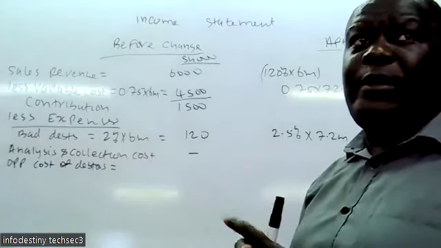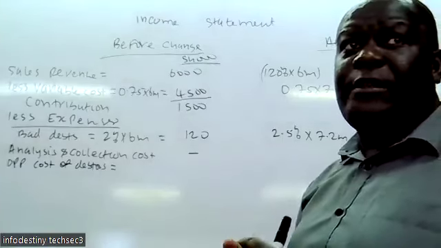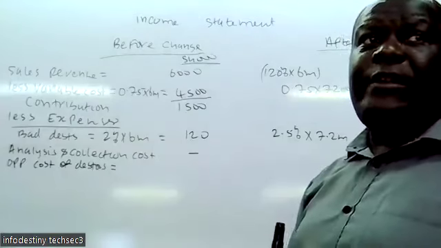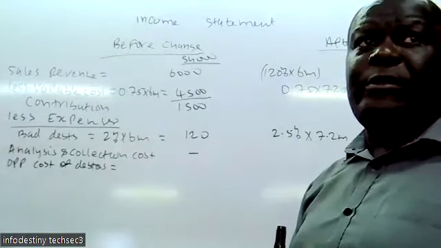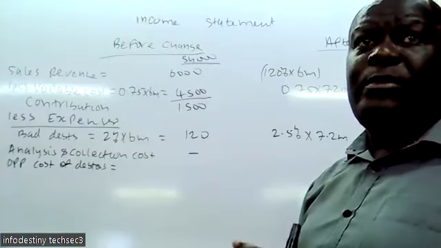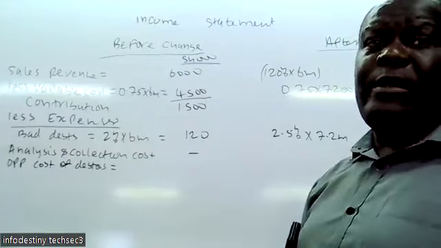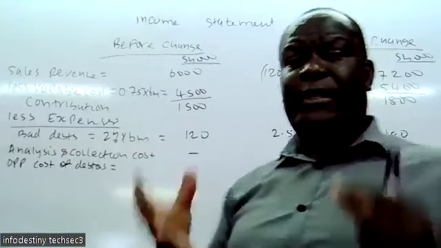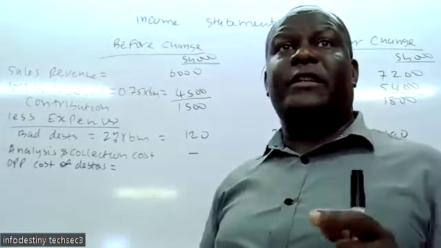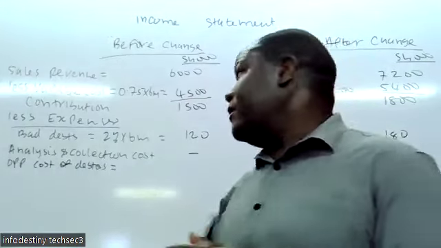We will write the formula of how to get the average debtors. You see from the working I've given you up there, average debtors is supposed to be given by what? Credit sales multiplied by the average collection period, divided by the number of days in a year. So first, get that average debtors. Once you get the average debtors, multiply by the interest rate.